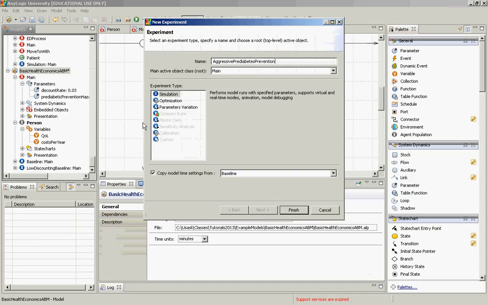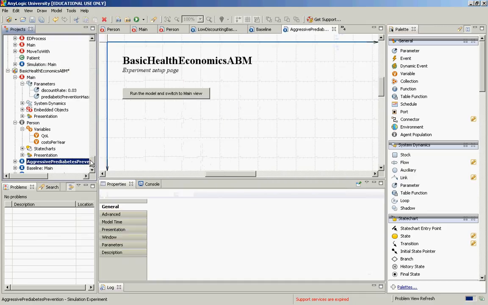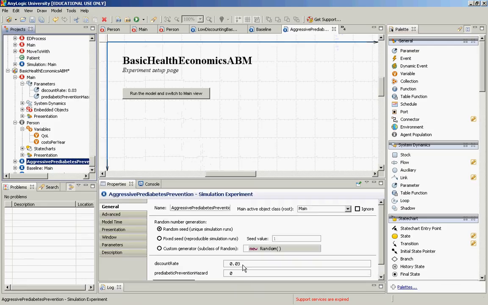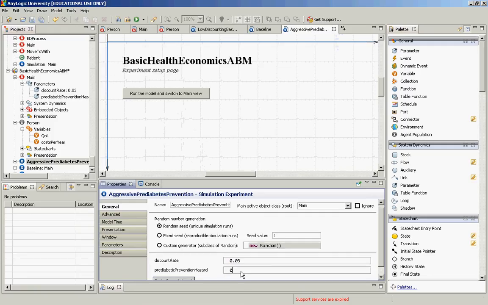You could argue whether it's prevention here or forestalling, but we'll give it a prediabetes prevention hazard: once they're pre-diabetic, we're going to go out and actively screen for them and try to prevent them. So on a per year basis, they have say a 25% chance. So on average, it would take 4 years to prevent them.